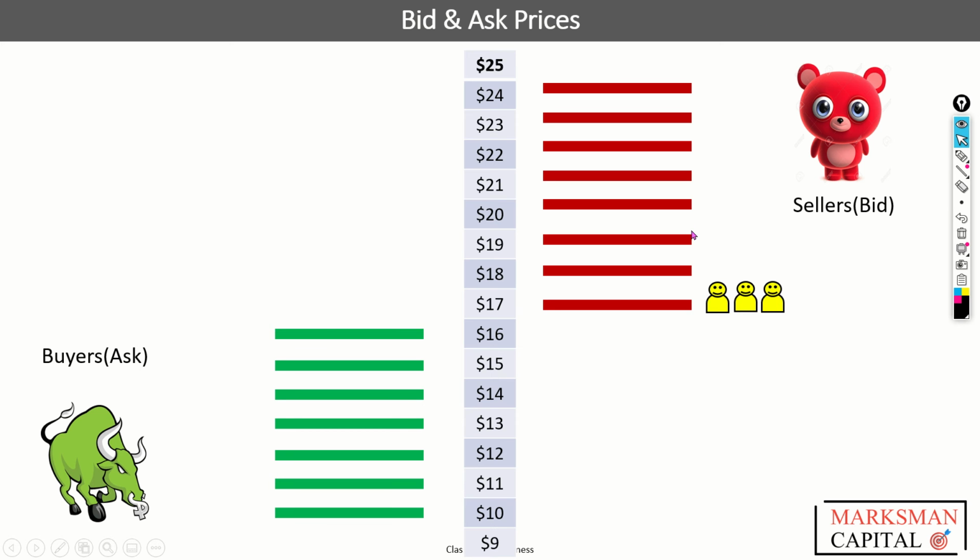So now what happens here is, let's look at the last transaction price. Let's say you have three sellers right here at the price 17, and then you have three buyers at the price of 17. Both of them actually settled at the same amount, 17, and that's what we call the last done price or the stock quoted price.